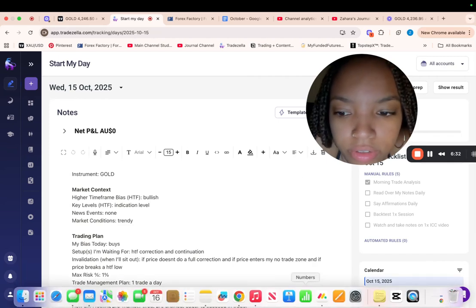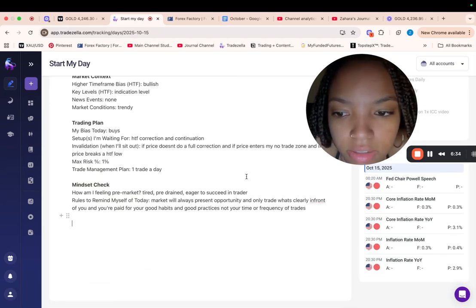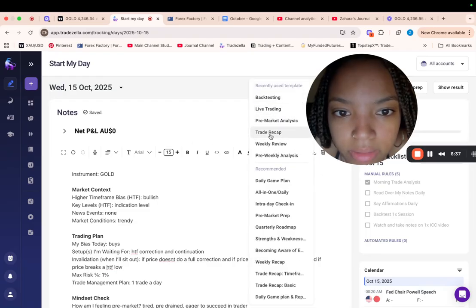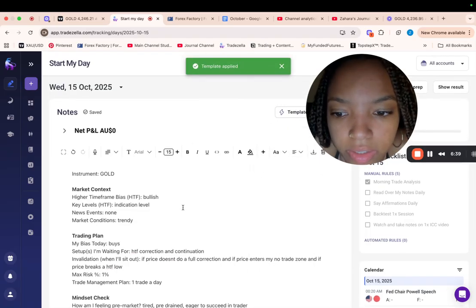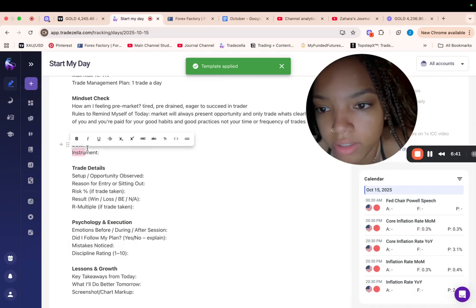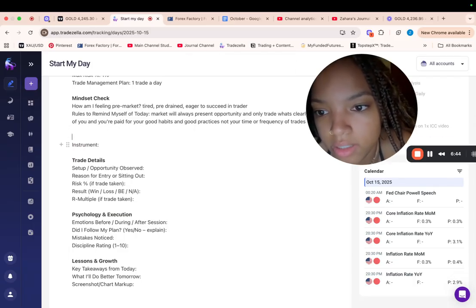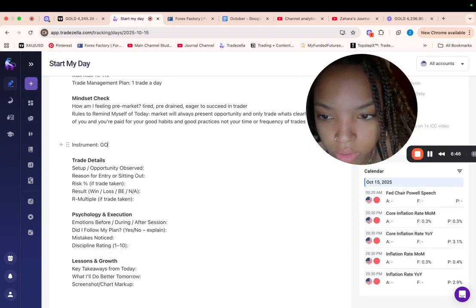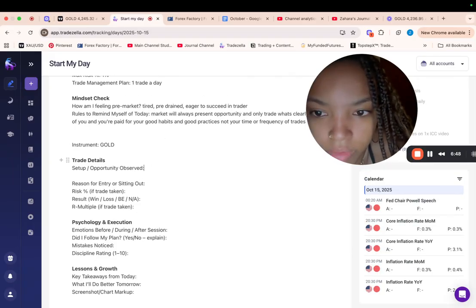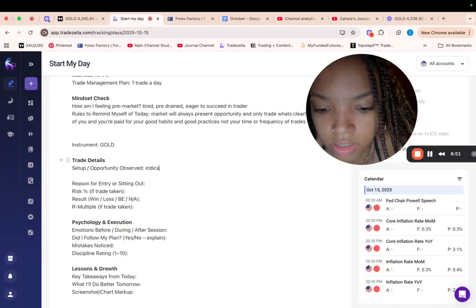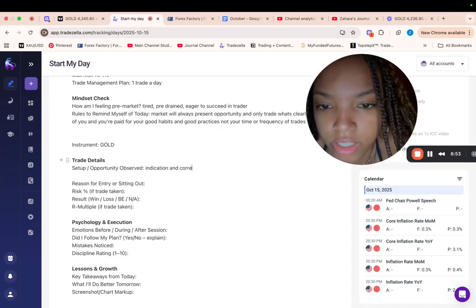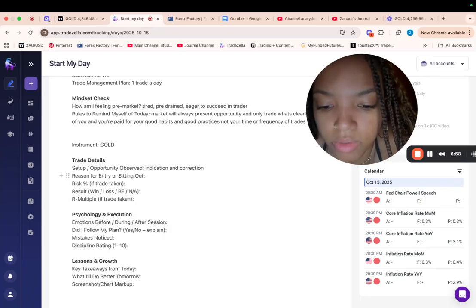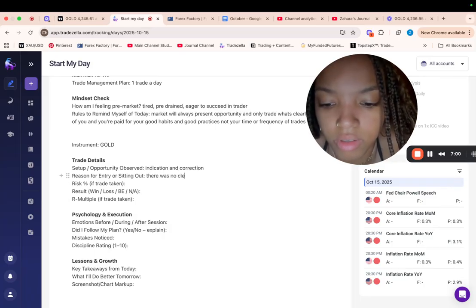Let's do the journaling for yesterday. So I'm going to load up my template. Okay, obviously it was Wednesday, and then I was trading the call, like always. I observed an indication and correction. The reason for sitting out was there was no clear continuation, and the continuation we got was late.